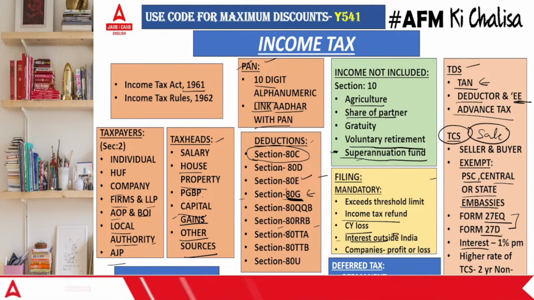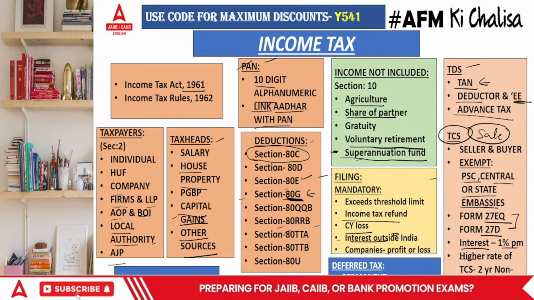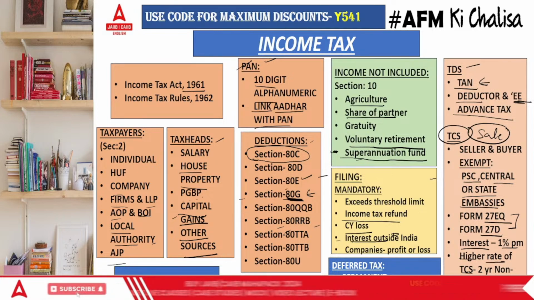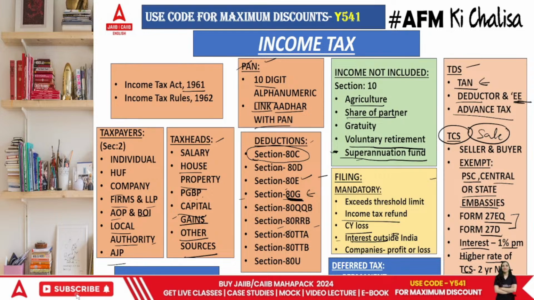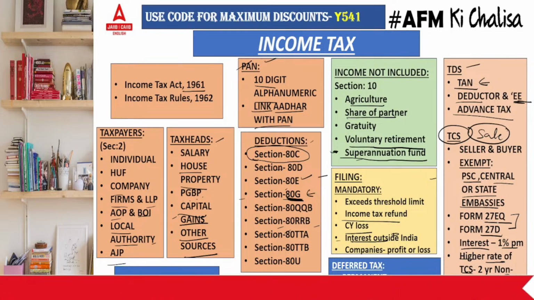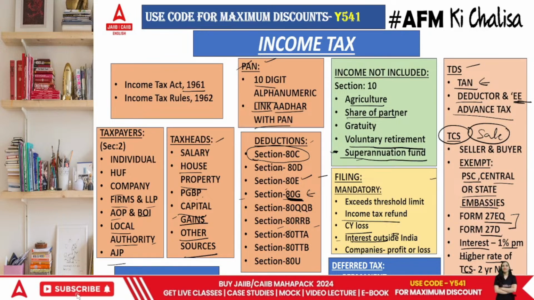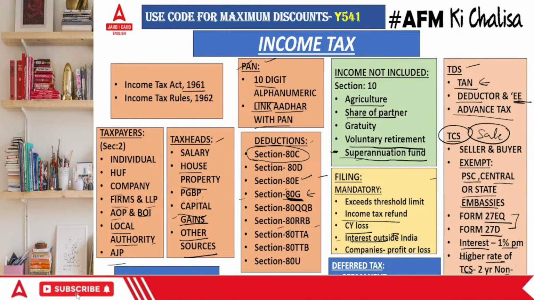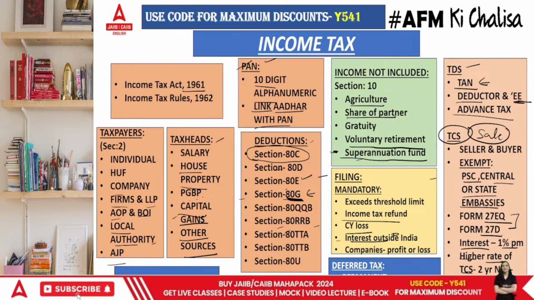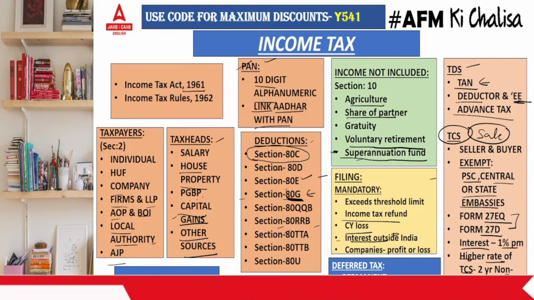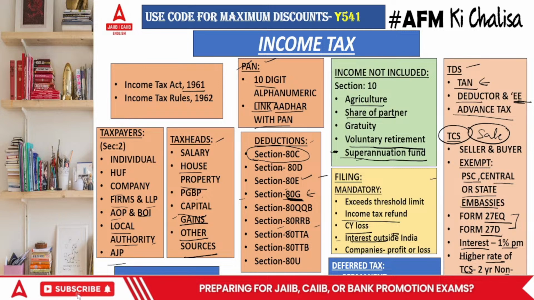So interest of 1% per month, higher rate of TCS, tax collected at source, 2 years non-filing. If this thing happens, first of all, I would say you should always wait if such a situation occurs, and keep on looking into the books, because sometimes your books are so good that they give a lot of information. Done. This is how we define the specific area.